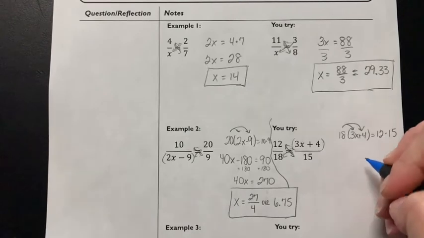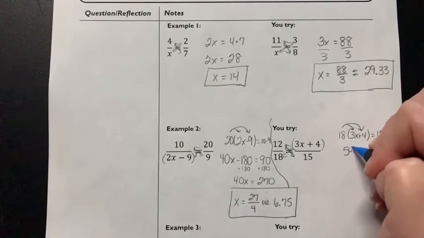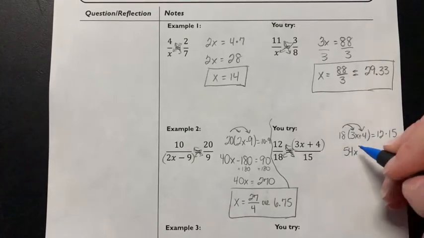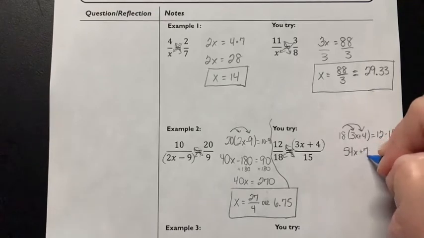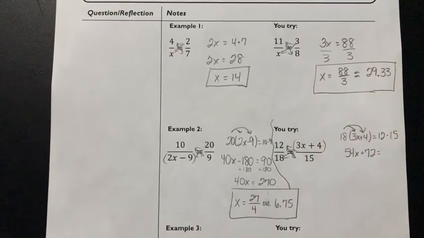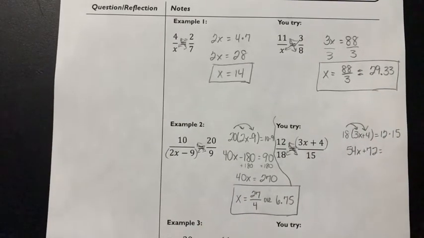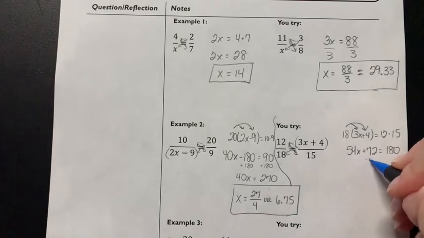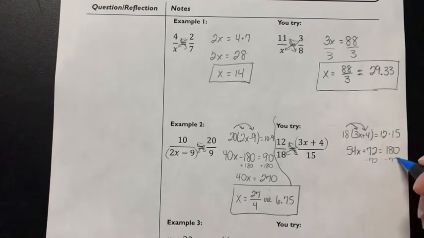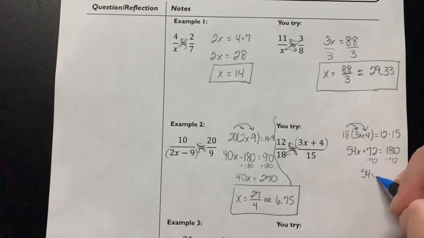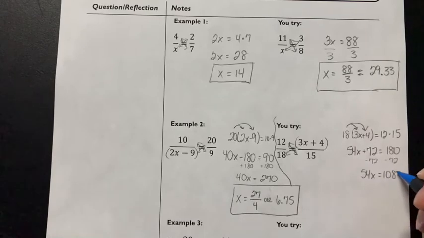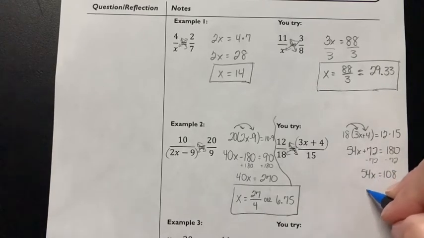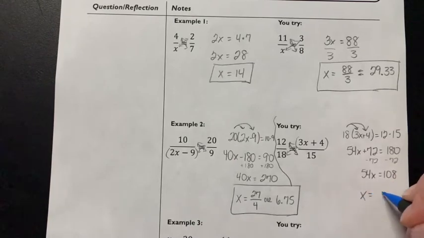18 times 3, that's going to give me 54x. 18 times 4 is 72. 12 times 15, that's going to be 180. And then we're solving for x. So I will subtract 72 from both sides. And then we divide both sides by 54, and I'm going to get x equals 2.